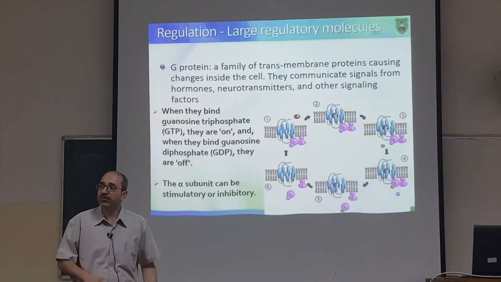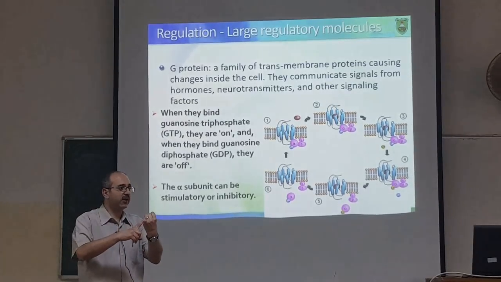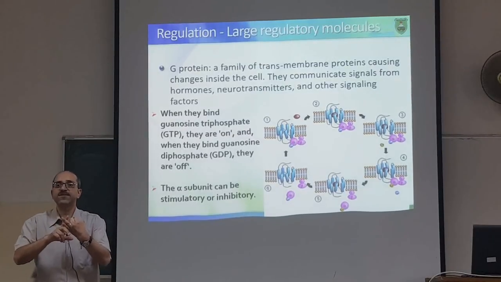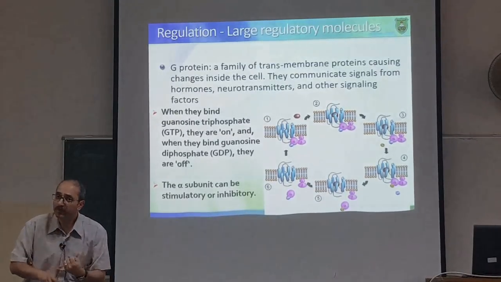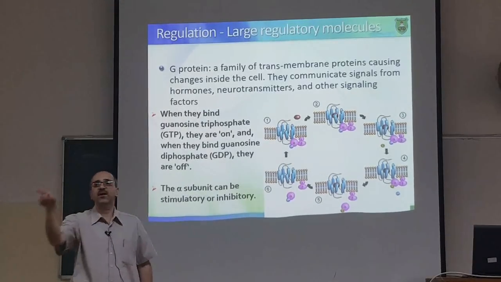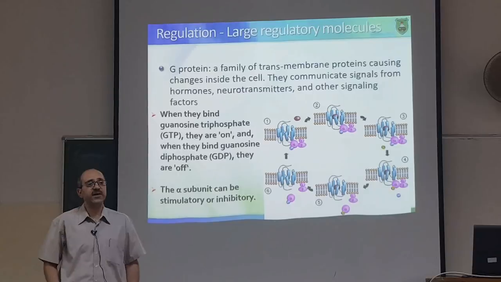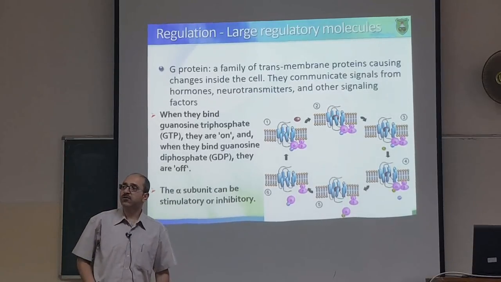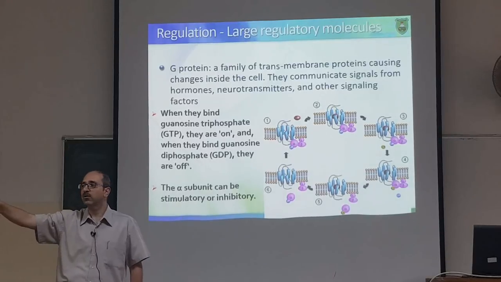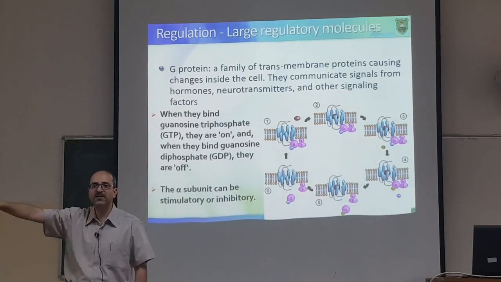Two examples of enzymes that are activated by alpha subunits, or by G proteins, are adenylate cyclase and cyclic GMP phosphodiesterase. Adenylate cyclase converts ATP to cyclic AMP. Phosphodiesterase catalyzes the conversion of cyclic AMP or cyclic GMP to AMP or GMP. You can remember it as the inactivation of the other one.